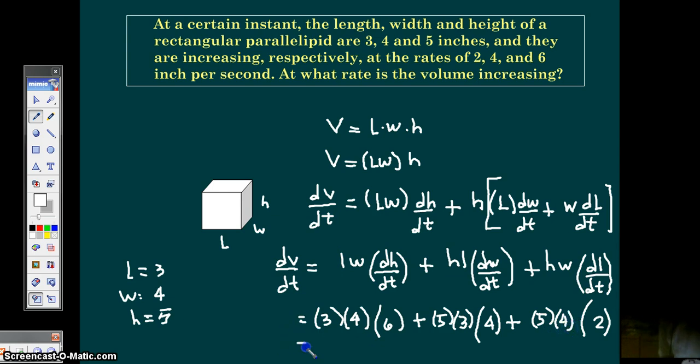And just do the math. 3 times 4, 12 times 6 is 72. 5 times 3, 15 times 4, 60. 20 times 2, 40. This all adds up to 172. And the unit, of course, would be cubic inches per second. So this gives us the rate of change of the volume with respect to time, given the others. That's it.